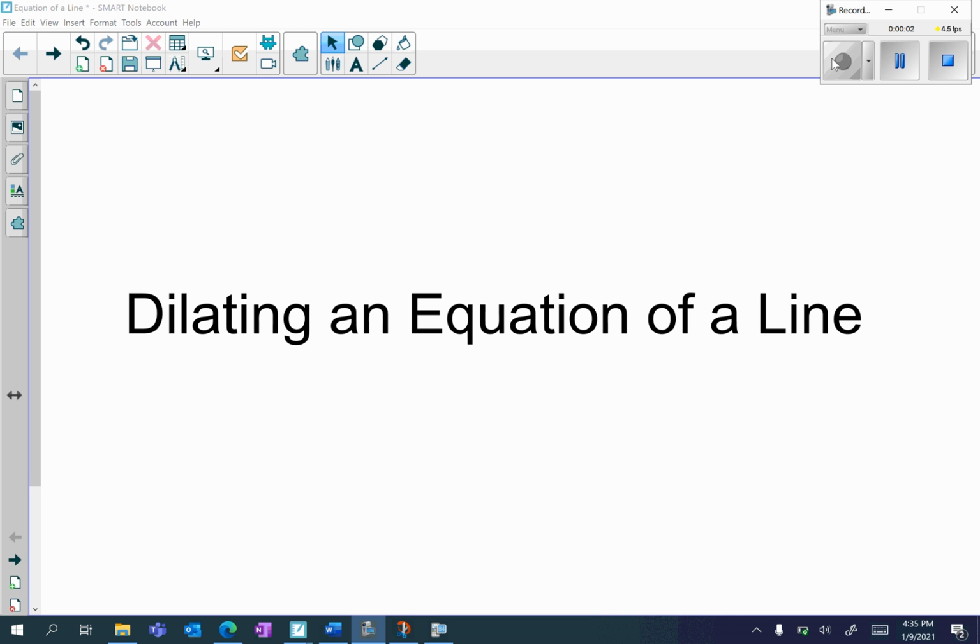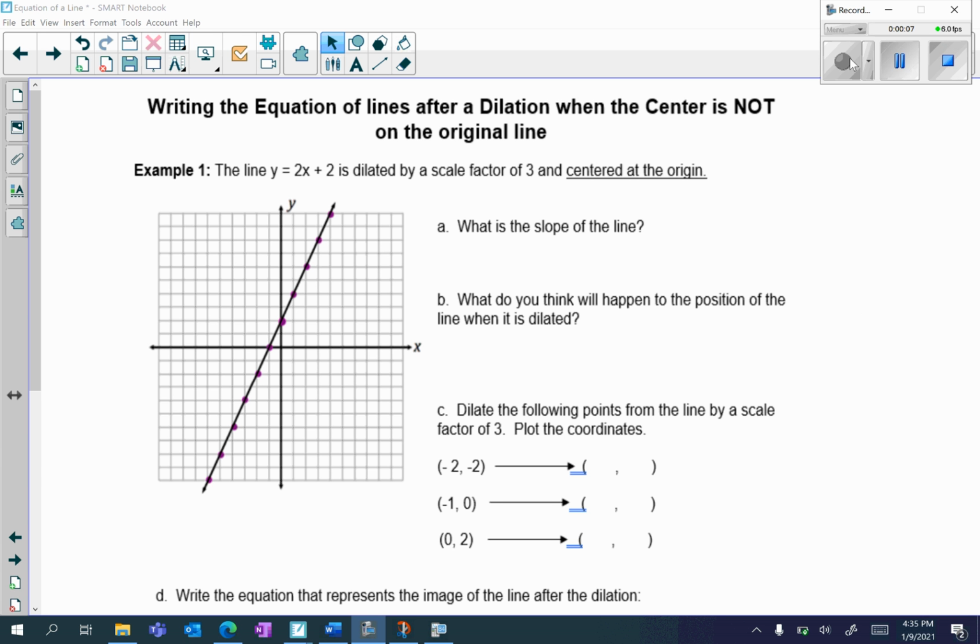Hi everyone, in this video we're going to be dilating an equation of a line. First, we're going to be writing the equation of lines after a dilation when the center is not on the original line.